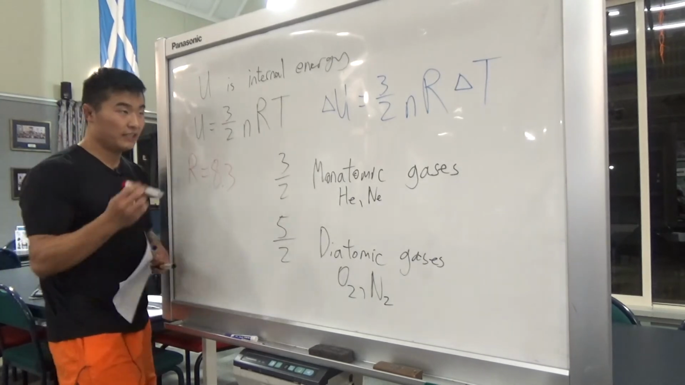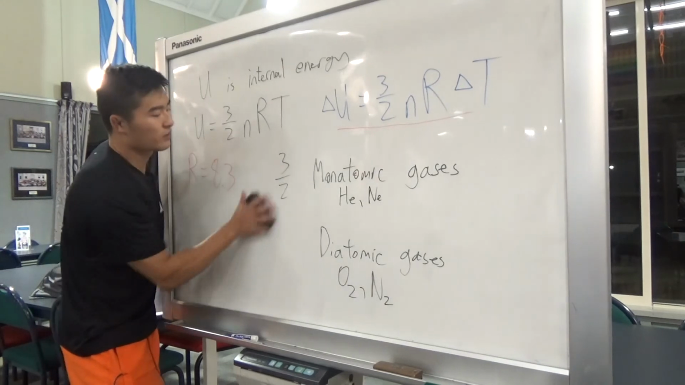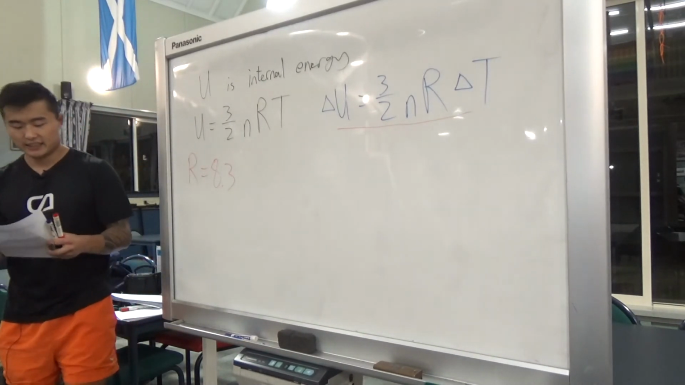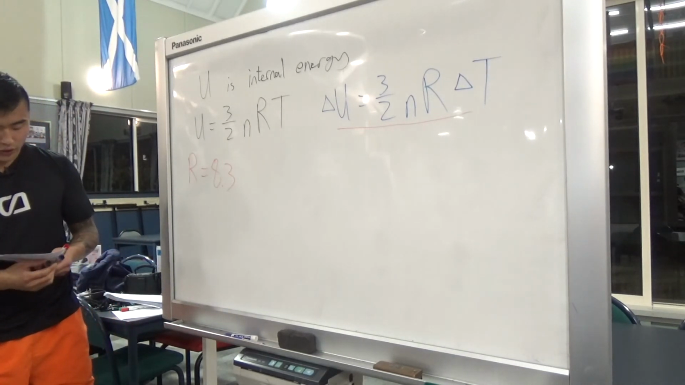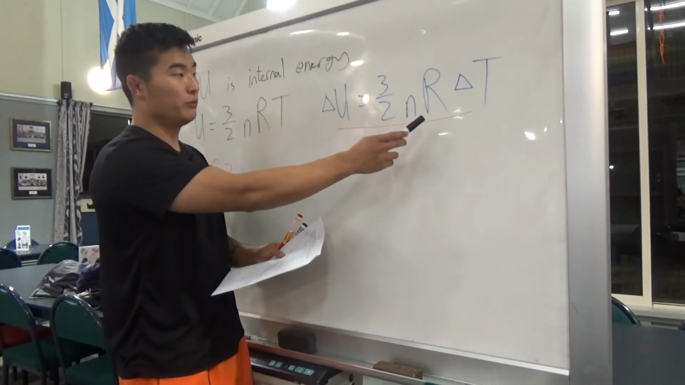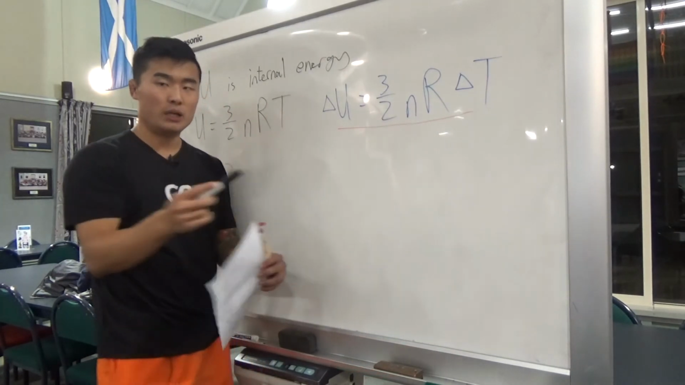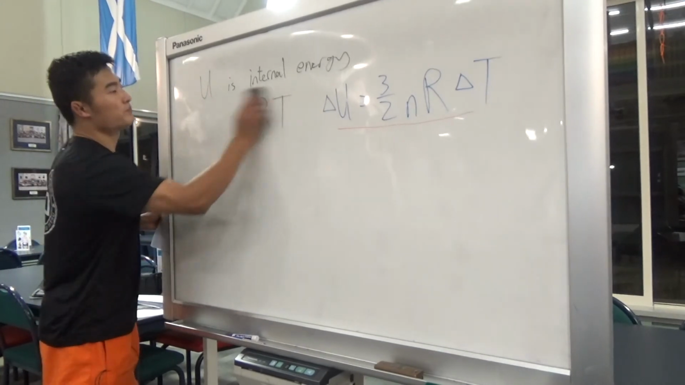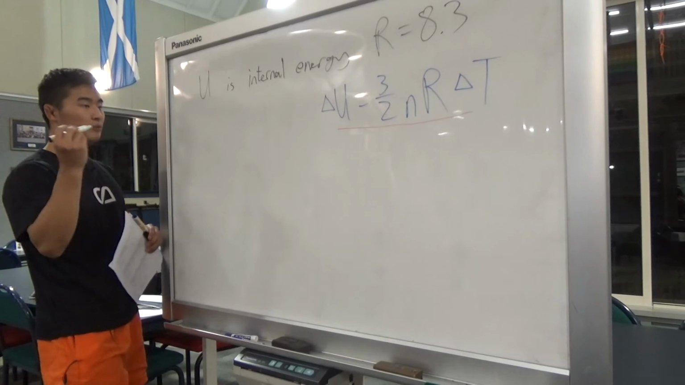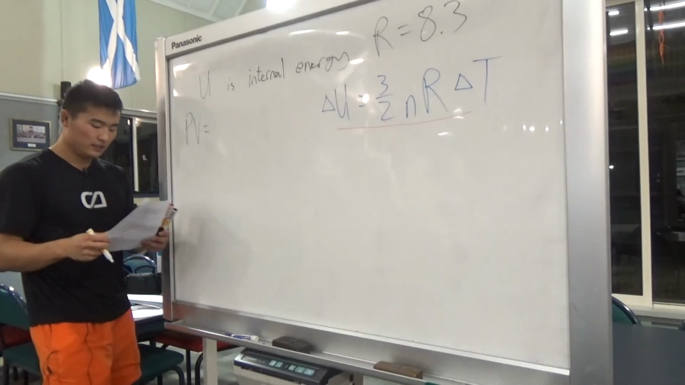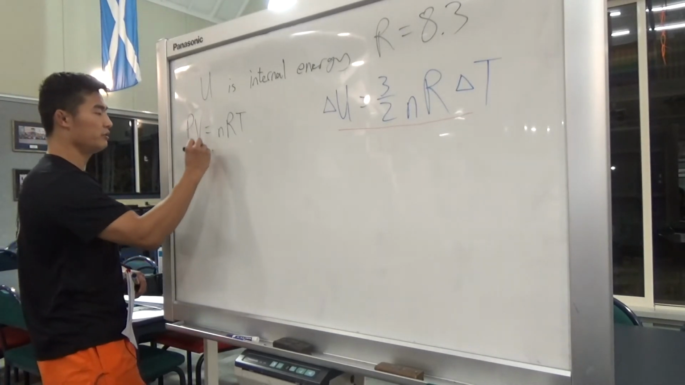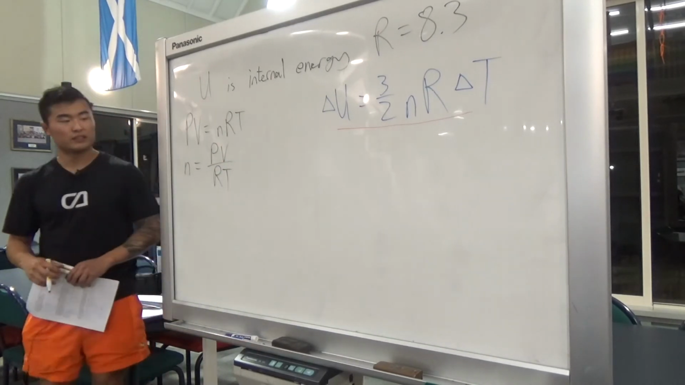The equation that we'll use for this problem is this one here, and we're going to use 3/2 because we've been told that it's a monatomic ideal gas. We need to find the change in internal energy. We know what R is and we know the change in temperature, but we don't know the number of moles, so we need to calculate that. R equals 8.3. So we can use PV equals nRT, and we're going to rearrange this equation for N. So N is equal to PV over RT.